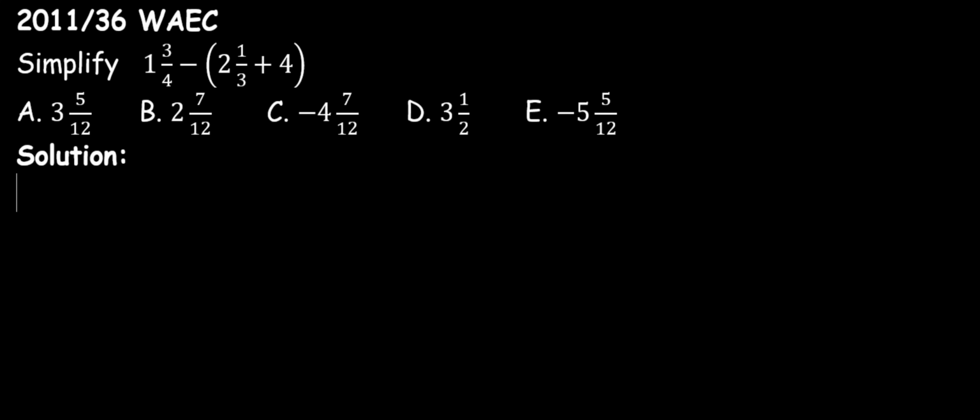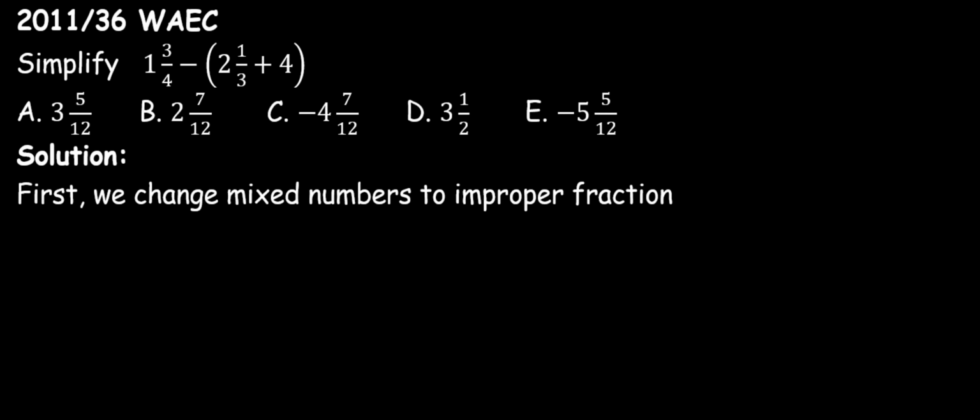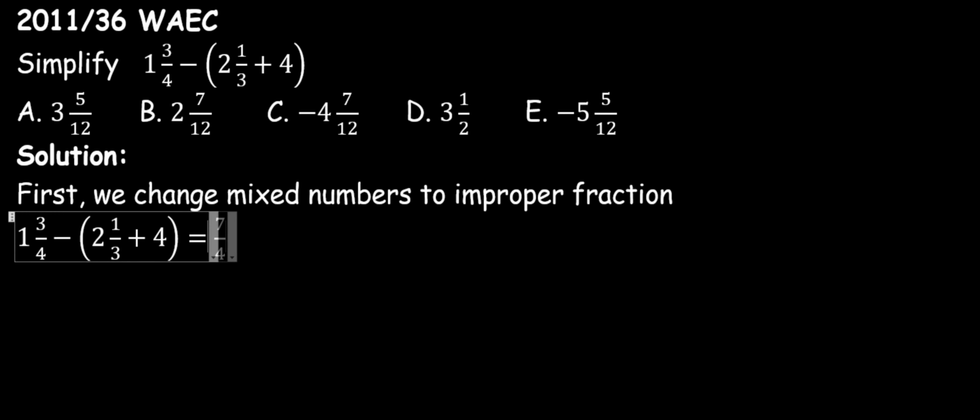Solution. First, we change mixed numbers to improper fractions. Thus, our given problem will be equal to 7 over 4 minus bracket open 7 over 3 plus 4. How did that happen? In the first mixed number, 4 times 1 plus 3 gives you 7 over 4, that is there at the denominator. Minus, in the bracket, the first mixed number there, 3 times 2 plus 1 gives you 7 over the 3 that is there. That is how we arrive at that result.